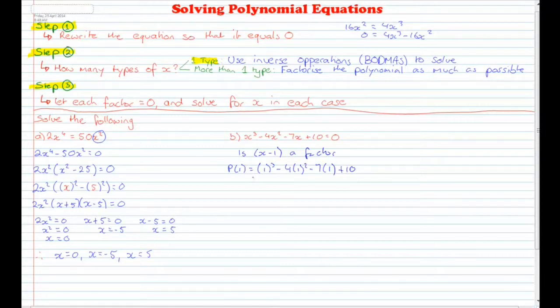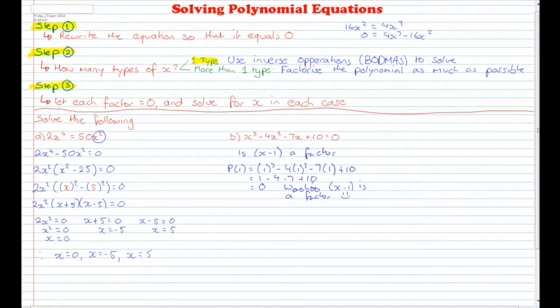I then go through and simplify, so 1 cubed is 1, 1 squared is 1 times negative 4 is negative 4, negative 7 times 1 is negative 7 plus 10. 1 minus 4 is negative 3, minus 7 is negative 10, plus 10 is equal to 0. Woohoo! x minus 1 is a factor. Big smiley face after it's taken us a few times to get it.